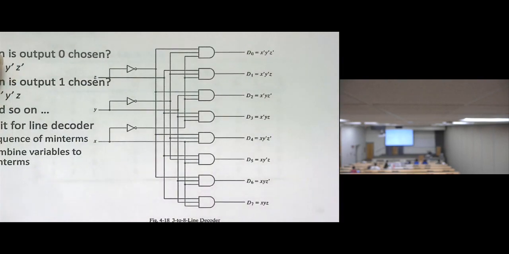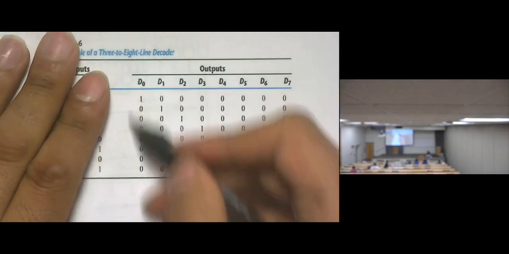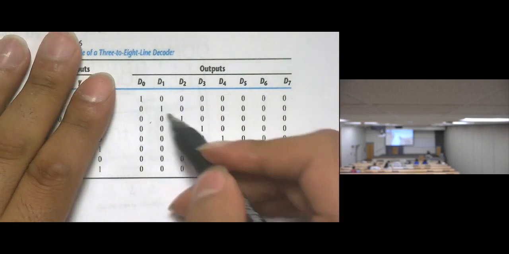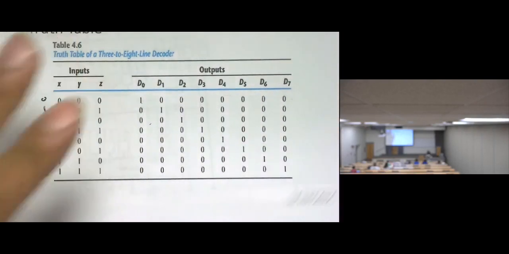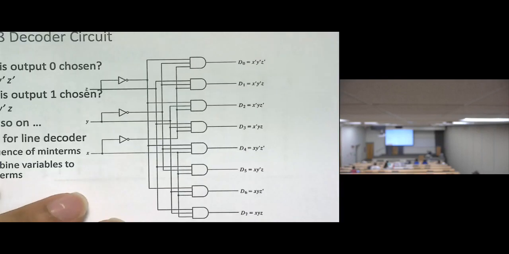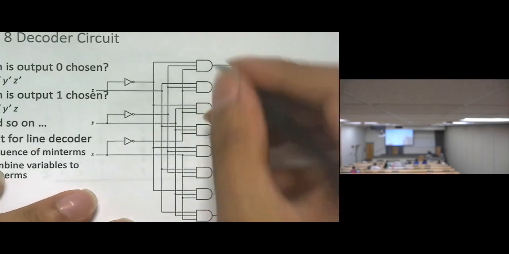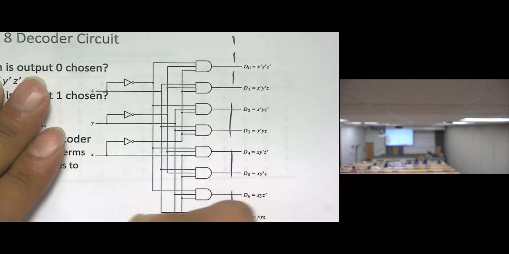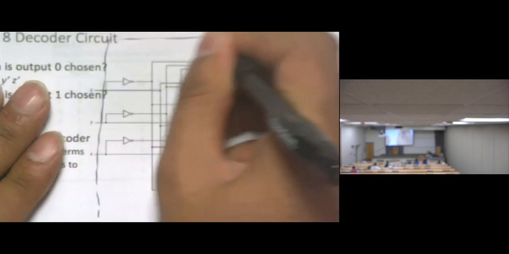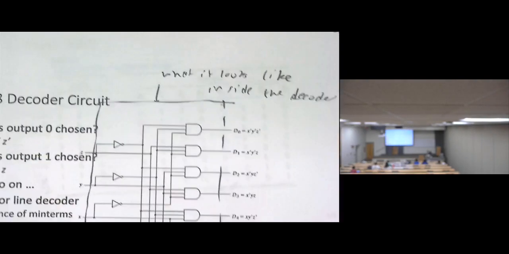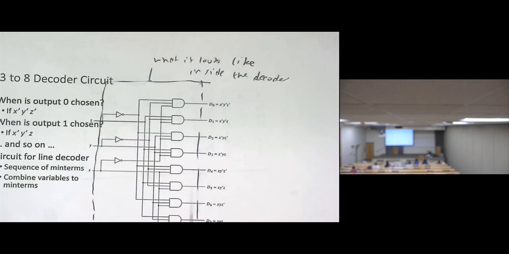This is the equivalent circuit. If you make a Carnot map for each D, or make the function, we will end up having this decoder. You don't need to memorize this, but I'm just letting you know what it looks like inside the decoder. You don't need to write it as well. Here's what it looks like.